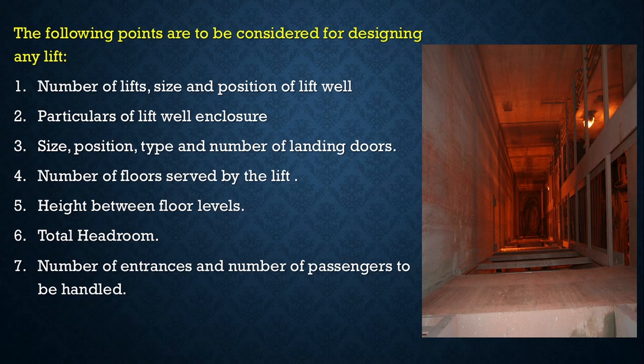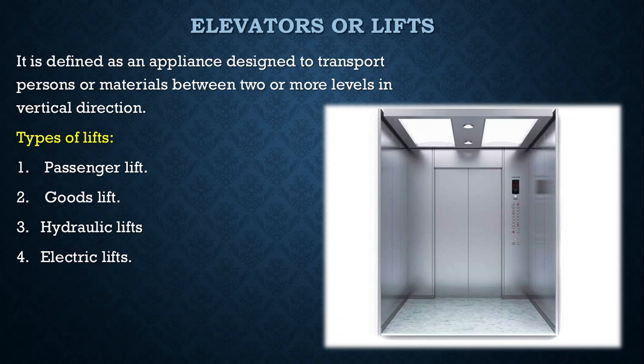Okay, so simply, elevators are lifts. It is defined as an appliance designed to transport persons or material between two or more levels in vertical directions. Elevators or lifts are appliances designed to carry people or materials between two or more levels in vertical directions. So, what are the different types of lifts? Passenger lifts, which are used to carry passengers.